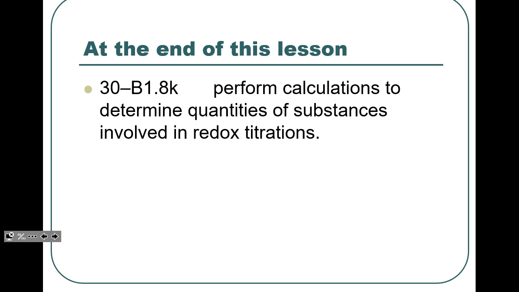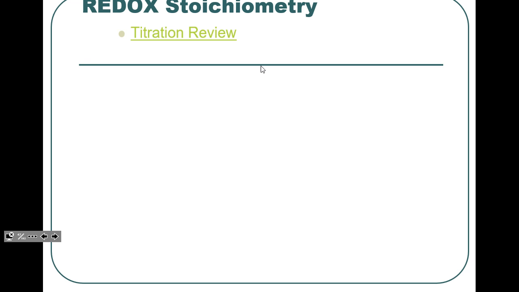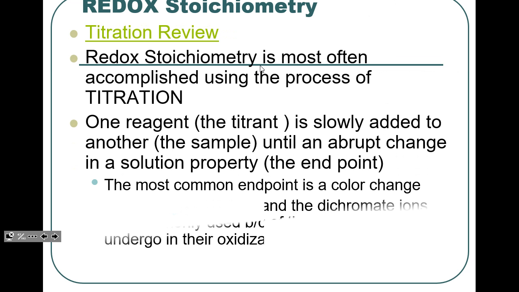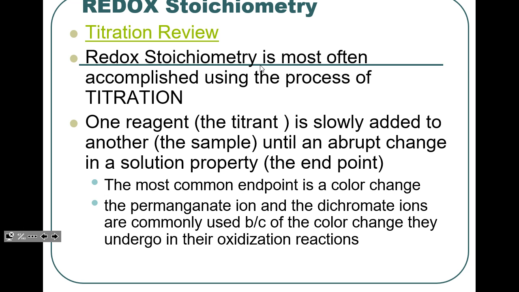So this slide isn't on yours, but we are going to perform calculations to determine quantities of substances involved in redox titration. Basics. A redox experiment is mostly caused by titration, where we have one reactant, called the titrant, slowly added to the sample, or analyte, until we have an abrupt change in solution property, like a color change.